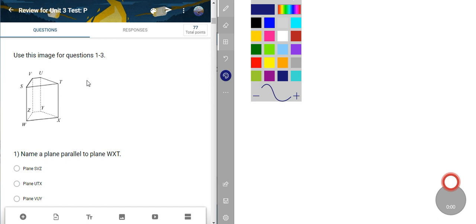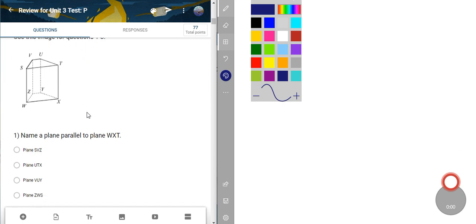All right, first piece, just some vocabulary stuff. Use this image for questions 1 through 3. You're going to name a plane that is parallel to WXT. This, for the most part, is just kind of a, if it looks parallel, it is parallel kind of a thing. Like, there's not markings on it, but we're going to assume that if it looks parallel, then we're in good shape. So where's my plane I'm identifying?